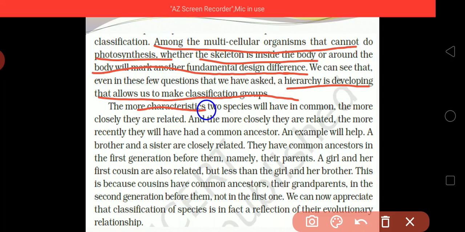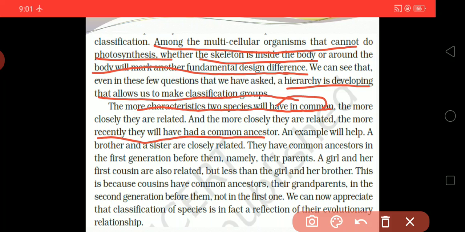How can two species have common characteristics? The more closely they are related, the more recently they will have had a common ancestor. If the related characteristics match, then they have a common ancestor.